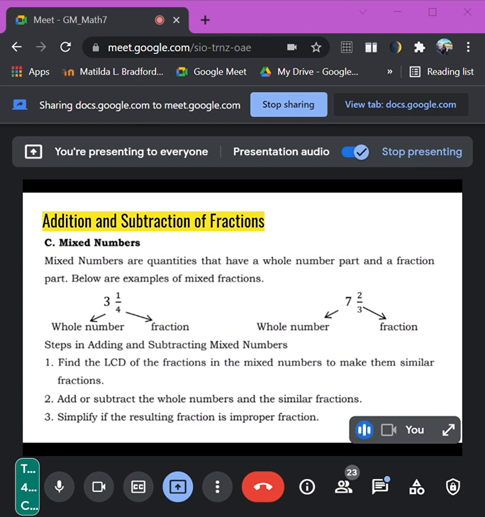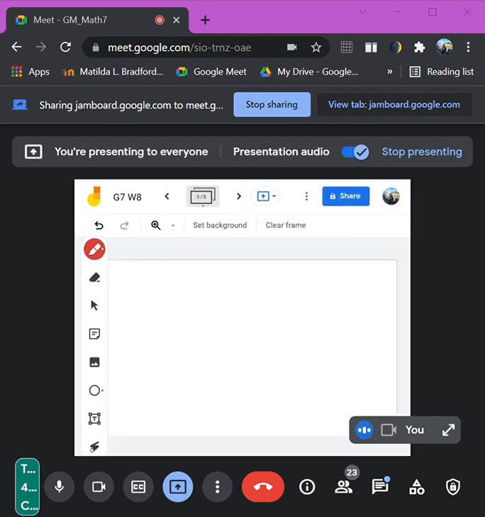Okay. So when we say improper fractions, class, the numerator is greater than the denominator. While a proper fraction is one where the denominator is greater than the numerator. And these mixed numbers can now be changed into improper fractions.